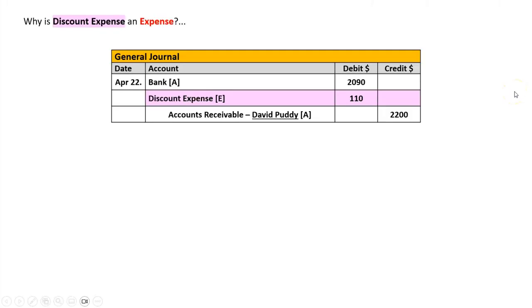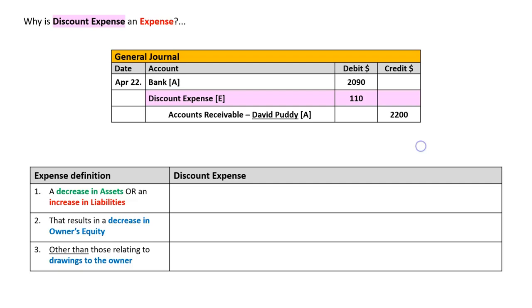But I guess we need to consider, well, why is discount expense even an expense? We just said it is, but why? Well, if we ever get asked a question like that, we always just go back to our definition. And the definition of an expense is a decrease in assets or an increase in liabilities. It's got to overall decrease owner's equity, and it's got to be something other than a transaction relating to drawings by the owner. So let's have a look.